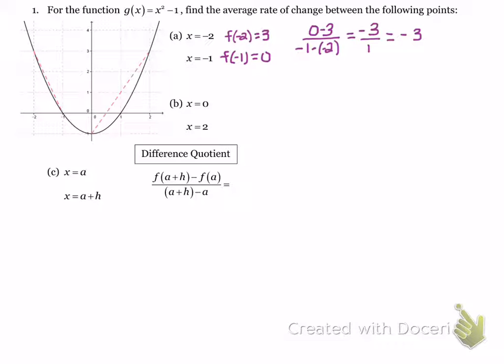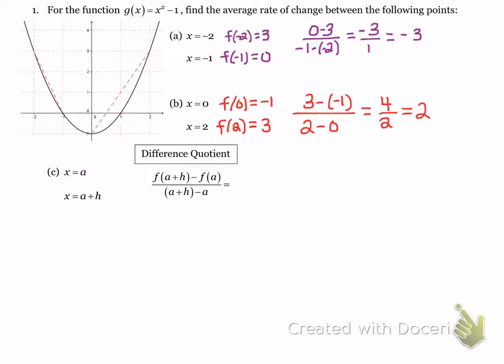So for B, same thing. F of 0, that output is -1. F of 2 gives me an output of +3. I'm sorry. Let me start over. 3 minus -1, sorry about that, over 2 minus 0, which is 4 over 2, which is 2.